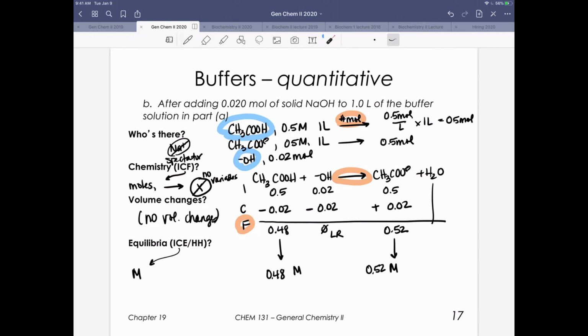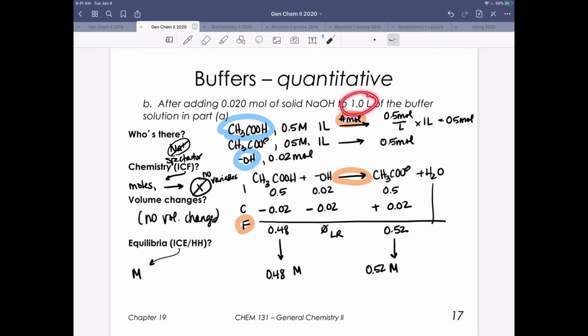Keeping in mind that there has to be moles in this table, we know that we've got 0.5 moles of our weak acid army, and we're adding 0.02 moles of our hydroxide army. This becomes our limiting reagent. We're going to use all of it up. Because we know the amount that gets used up here, that determines the amount that gets used up of our weak acid army. So we're left with 0.48 moles of our weak acid army. We've neutralized all of our hydroxide, and importantly, we've added 0.02 moles to our conjugate base army.